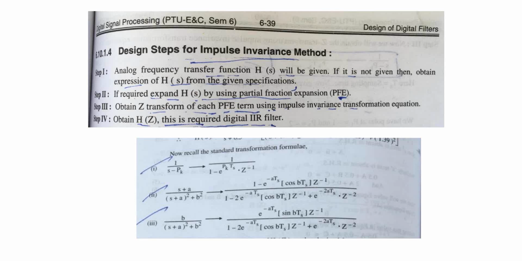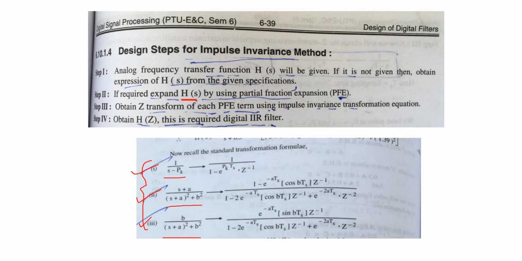If required means you have these three standard formulas of impulse invariance method. H(s) should be in the form of these three expressions: 1 upon (s minus pk), (s plus a) upon ((s plus a) whole square plus b square), b upon ((s plus a) whole square plus b square). The H(s) should be in these forms. So if not, then expand H(s) by partial fraction expansion.